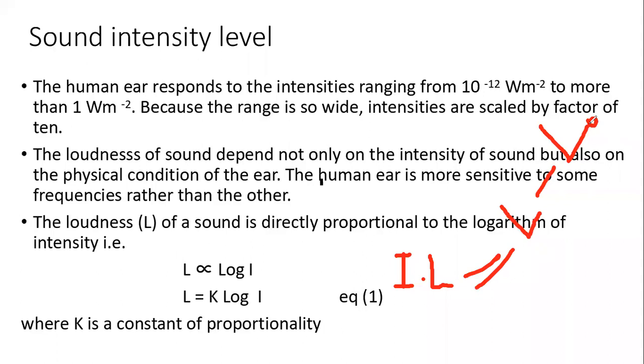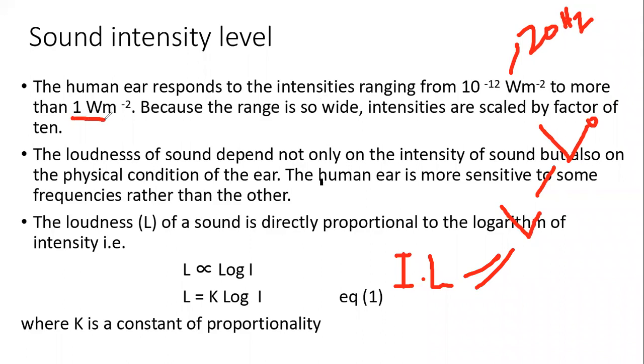The human ear responds to intensity ranging from 10 to the power minus 12 watt per meter square to more than 1 watt per meter square. This sound has frequency from 20 hertz to 20,000 hertz. Because the range is so wide, intensity is scaled by a factor of 10.